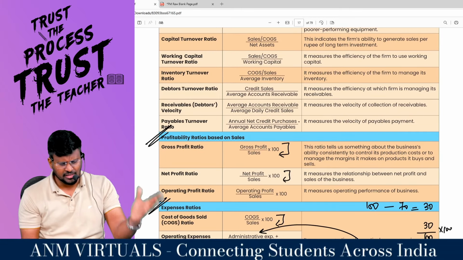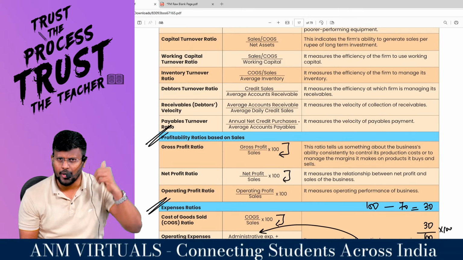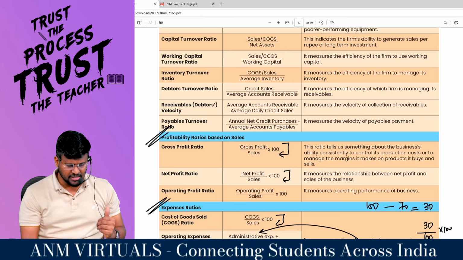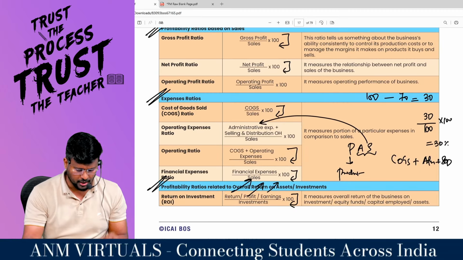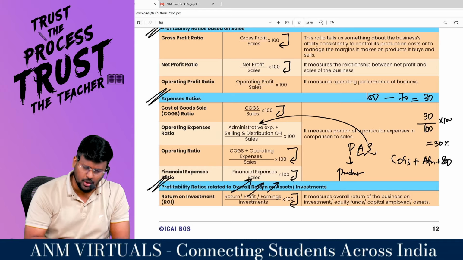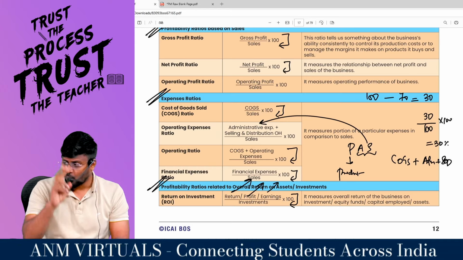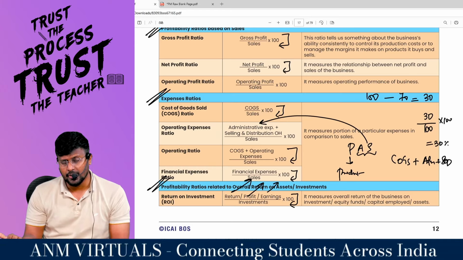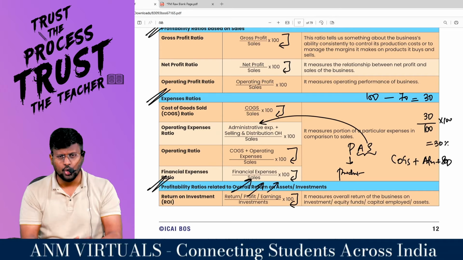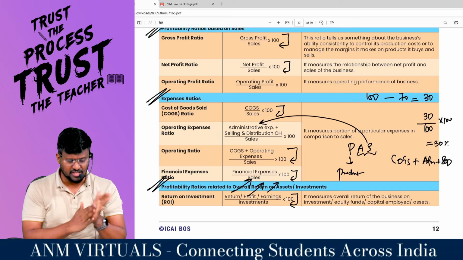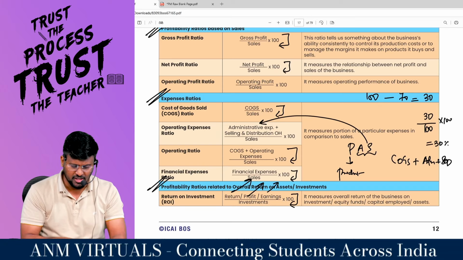Comfortable? Then, sir, profitability ratio, GP ratio, GP divided by sales into 100. NP ratio, NP divided by sales into 100. Operating profit ratio, EBAT divided by sales into 100, or operating profit divided by sales into 100. Cost of goods sold ratio, cost of goods sold divided by sales into 100. Operating expenses ratio, there are two operating expenses: administrative expenses and selling and distribution expenses divided by sales into 100. Operating ratio, cost of goods sold plus operating expenses divided by sales into 100. Financial expense ratio, financial expenses divided by sales into 100.